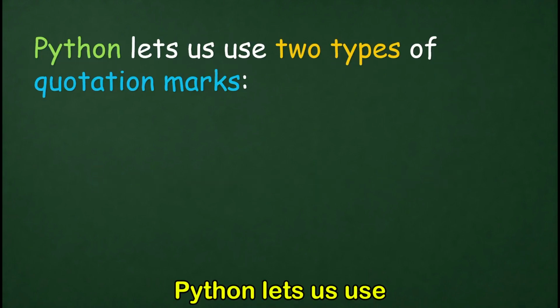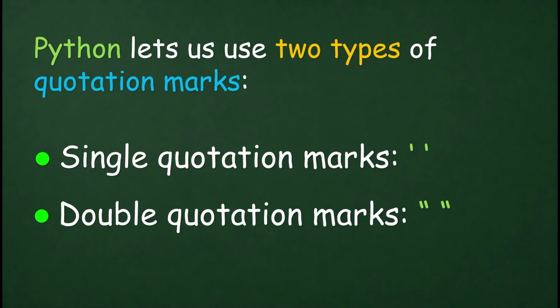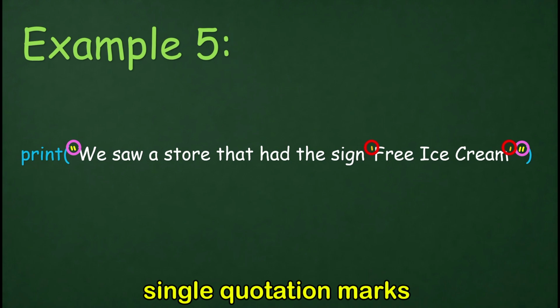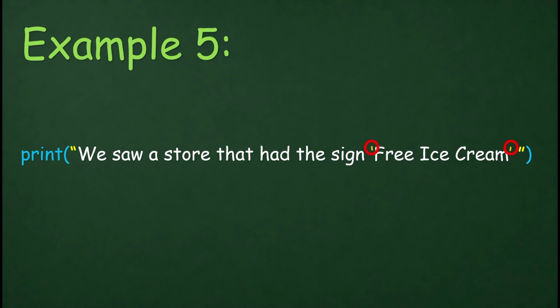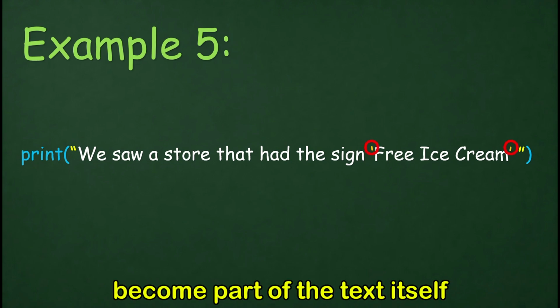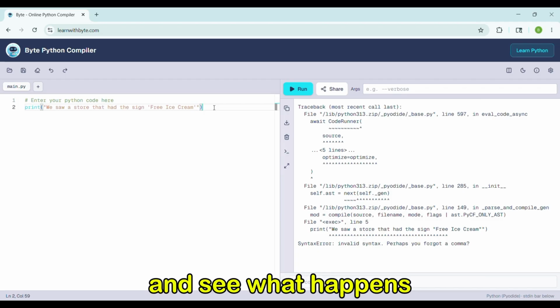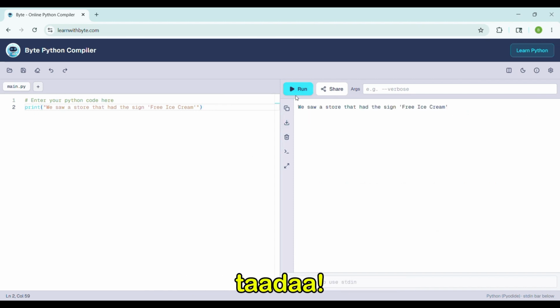Python lets us use two types of quotation marks, single quotation marks and double quotation marks. So if we use double quotation marks for the big text, we can use single quotation marks inside the text, like this. Now Python understands everything correctly. The single quotation marks become part of the text itself. Now, let's try it live and see what happens. Let's hit run. And ta-da! It worked! Great job.